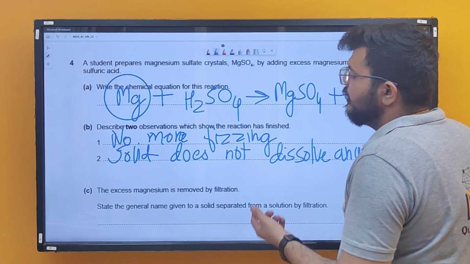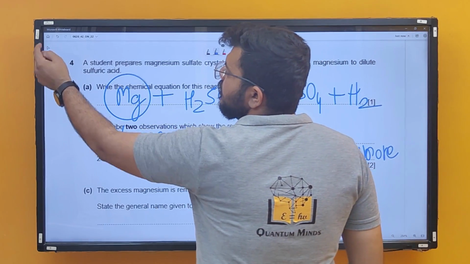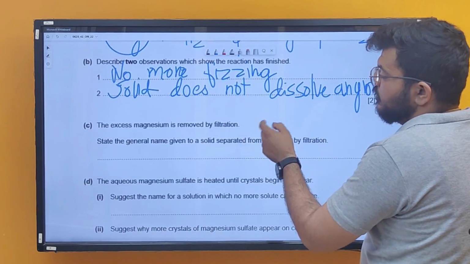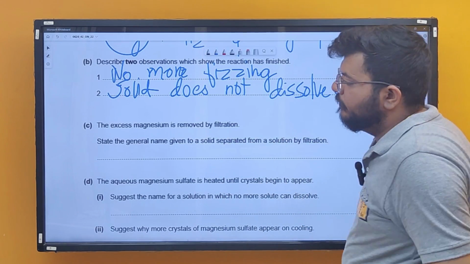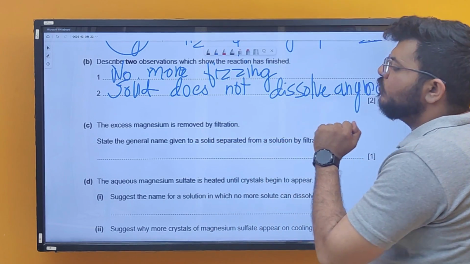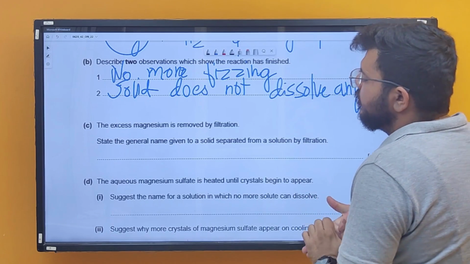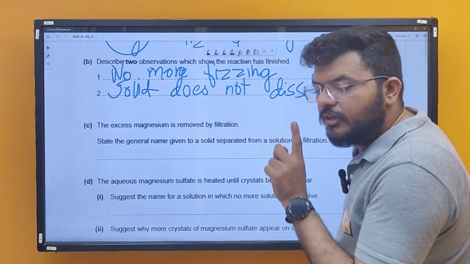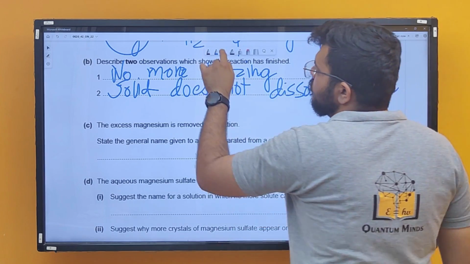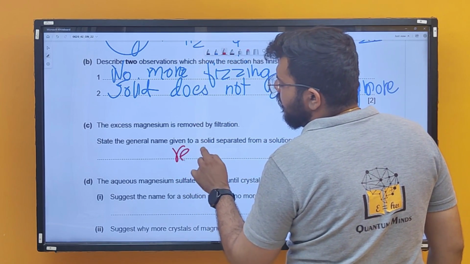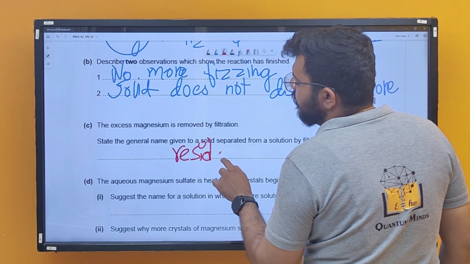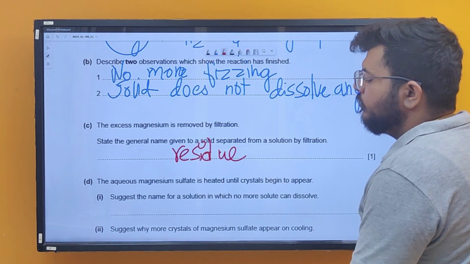Okay, you might add an indicator and tell that the color changes, and we know that reaction is over because sulfuric acid is over. Excess magnesium is removed by filtration. State the general term given to solid separated from a solution by filtration. If it is solid, which is not required, it is known as residue. It is the leftover solid from the reaction, right? It is known as residue.